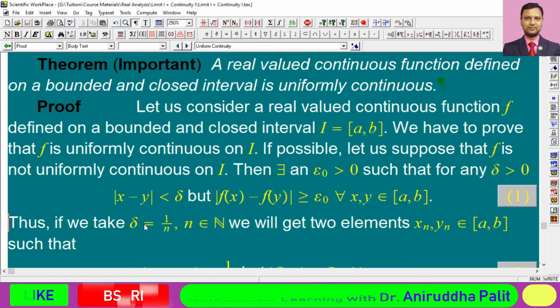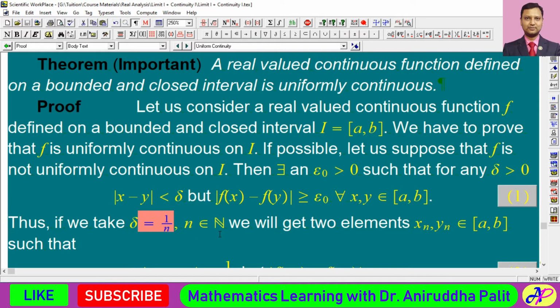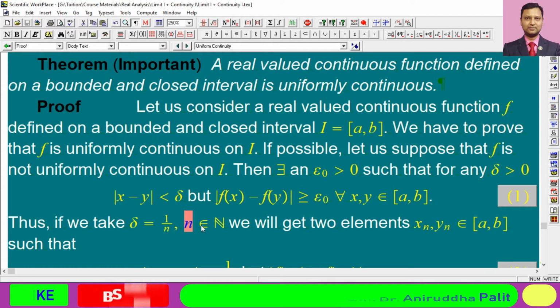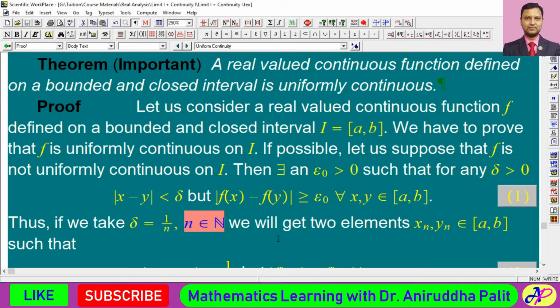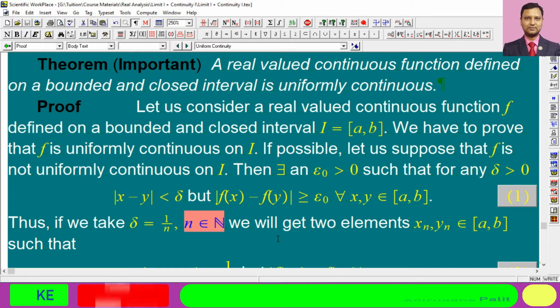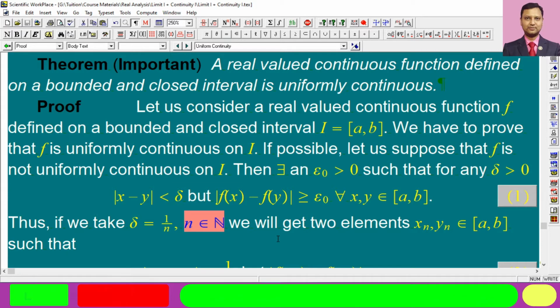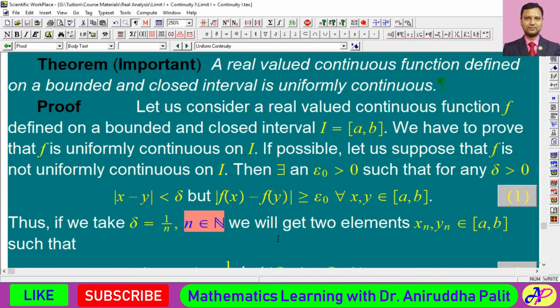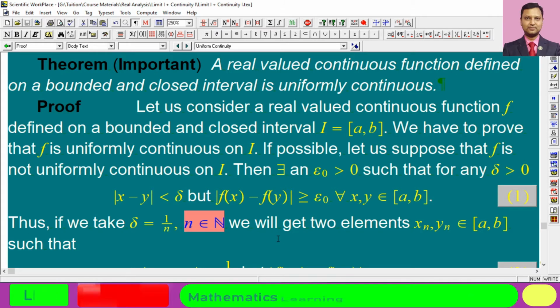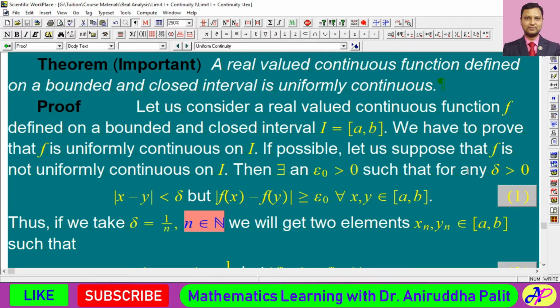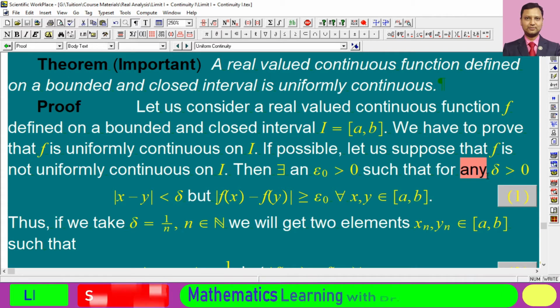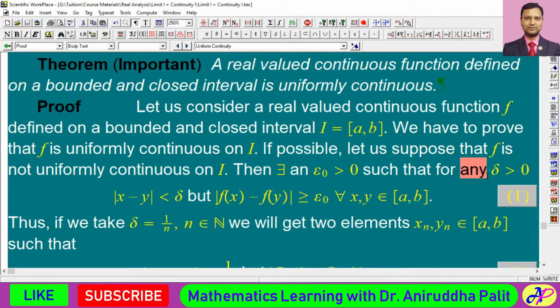Now we take delta equal to 1 by n. What is n? n is a positive integer or a natural number. For n equal to 1, we take delta equal to 1 by 1. For n equal to 2, delta equal to 1 by 2. For n equal to 3, delta equal to 1 by 3, and so on, because this result should be true for any delta. So delta can be arbitrarily chosen as per our convenience. We take delta equal to 1 by n, where n is a natural number.